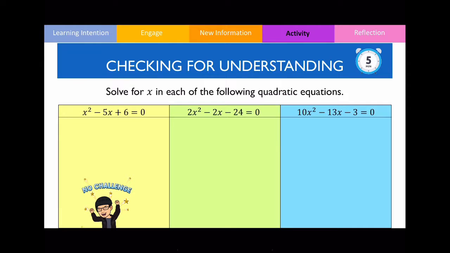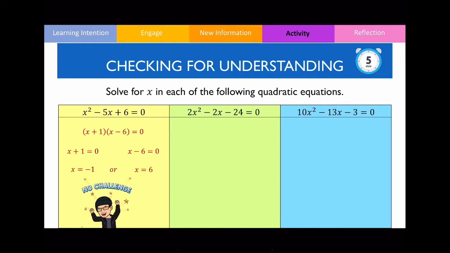For my very first example over here, you should have recognized that your factors that go into 6 and add up to negative 5 are going to be positive 1 and negative 6. Equate them to 0. Therefore, x is equal to negative 1 or x is equal to positive 6.